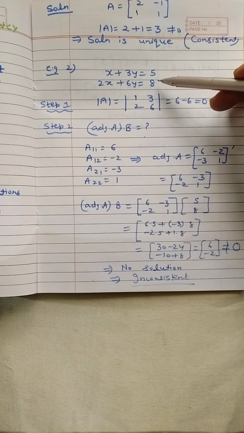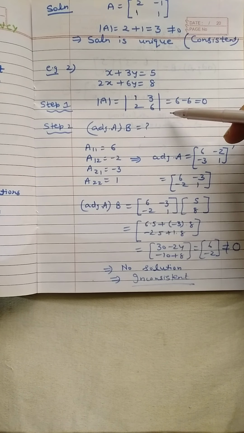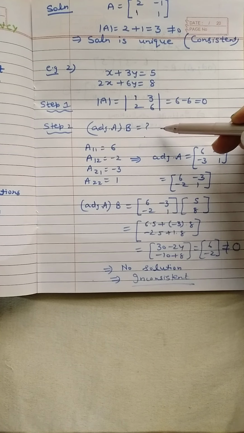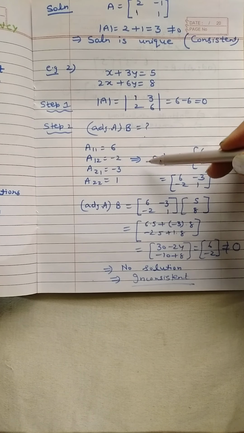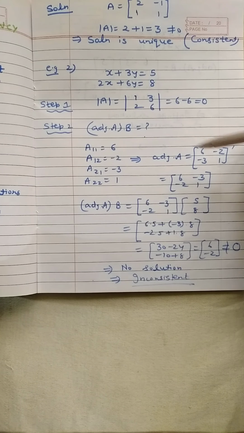Again we have to check the consistency. We will find determinant A. First step is what? Find determinant A. It is coming 0. And when determinant A is 0, what is the next step? You will find adjoint A into B. How will you find adjoint A? Same procedure. You will find the cofactors, you will keep them in the places of these elements and you will take the transpose. So after finding adjoint A, it is coming out to be this.